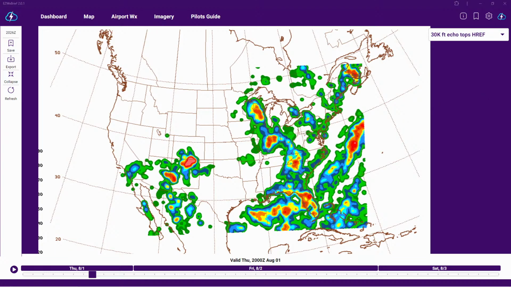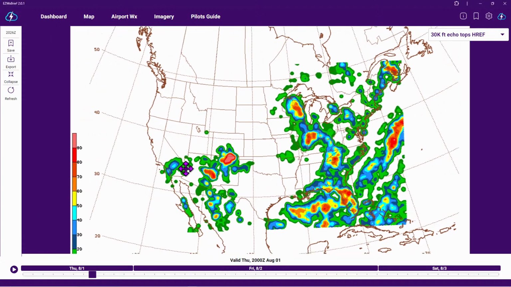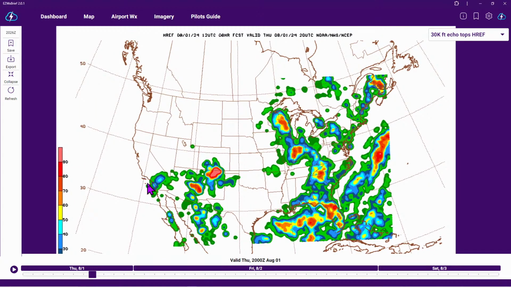So this product here shows us a probability, not a probability of thunderstorms, but a probability that the echo tops, or the top of the precipitation core, will be above 30,000 feet. And when those numbers are in the 60, 70, 80, 90% area, you can guarantee you're going to be dealing with some convection that will essentially develop and penetrate through 30,000 feet. So that's deep convection and something we want to stay away from.